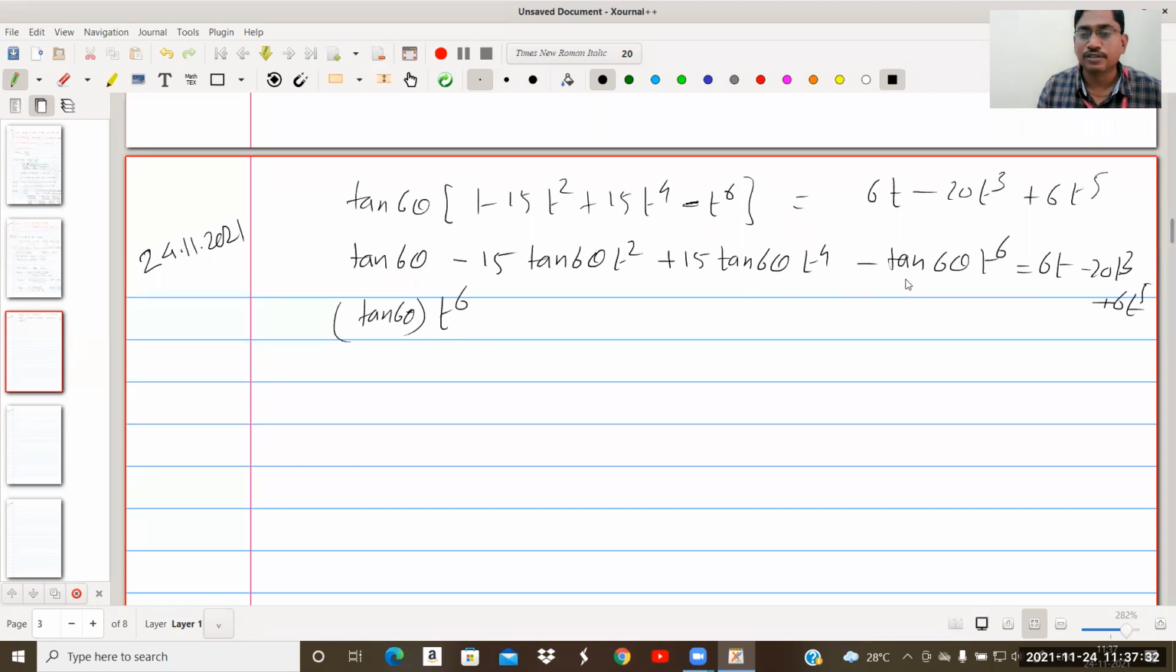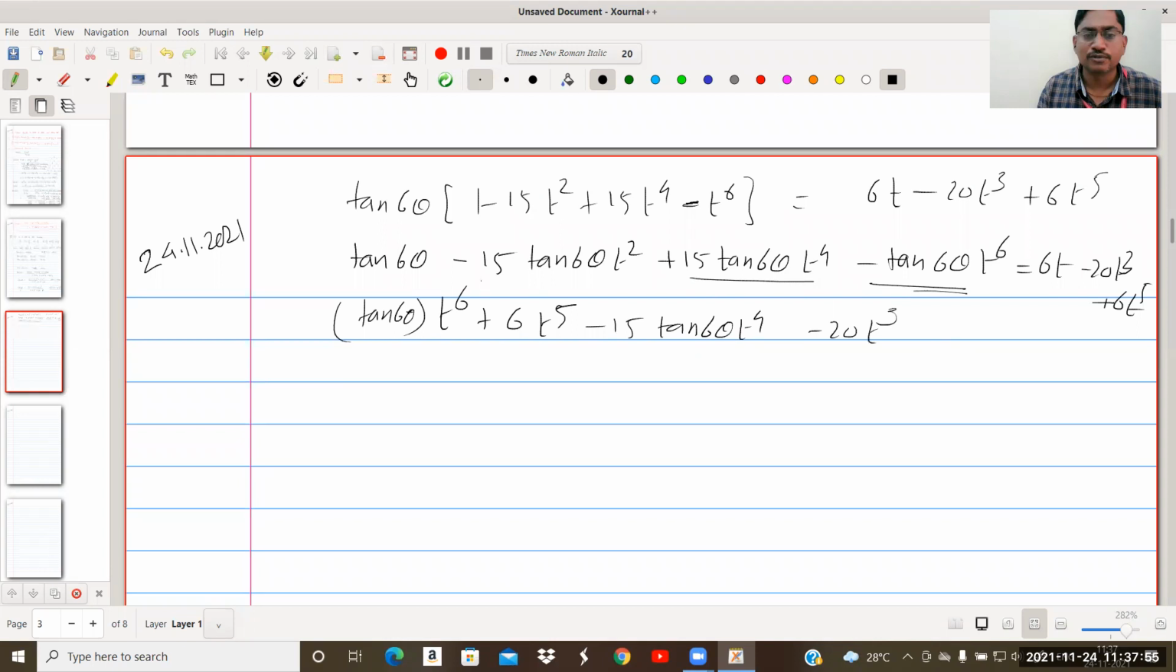So this term is going to the right hand side. So that's why the plus sign is there. So it will be as it is, plus 6t raised to 5. So where is the t raised to 4 term? Here is the t raised to 4 term. When you go to the right hand side, I have to write a minus sign, minus 15 tan 6 theta into t raised to 4. Where is the t cube term? The t cube term is here. So I'll write as it is, 20 t cube.